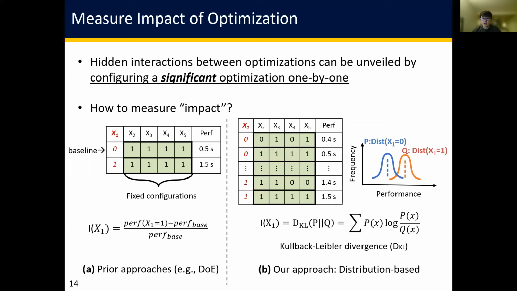When estimating the impact of an optimization, we let the configuration of others vary and examine how the resulting performance distribution is affected by the optimization decision we are interested in. The high impact optimization decision would show the clear separation between distributions. To measure the separation, we used KL divergence. Our paper discusses more details about this approach.